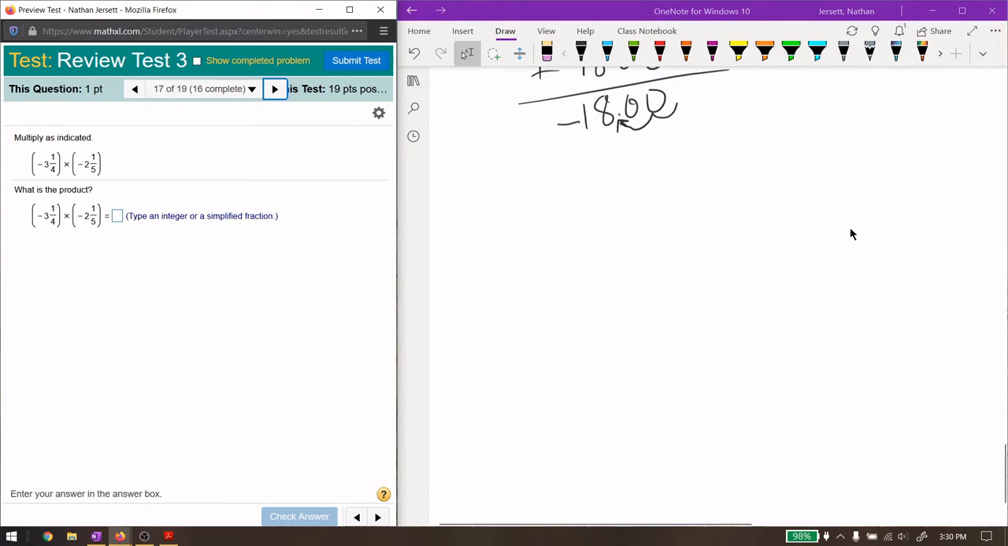Okay. This one I'm going to actually do by hand because changing this to a mixed number might be a little bit faster. 4 times 3 is 12, plus 1 is 13. 2 times 5 is 10, plus 1 is 11. And then negative 13 times negative 11 is going to be positive 143.